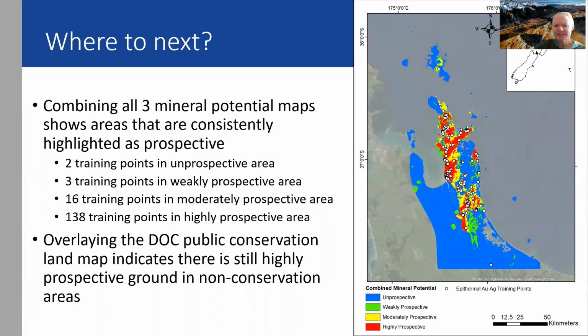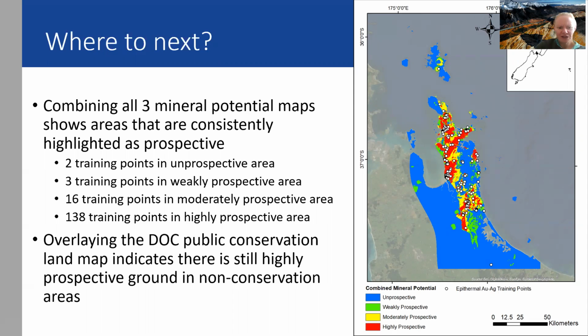So where to next? We looked at just straightforward combining the three mineral potential maps that were produced from the weights of evidence and the random forests to show areas that are consistently being highlighted as prospective. So on this map, the unprospective area is where none of the mineral potential maps were prospective. Weakly prospective, there was 1. Moderately prospective, there were 2. And highly prospective, all 3 of the mineral potential maps were prospective.